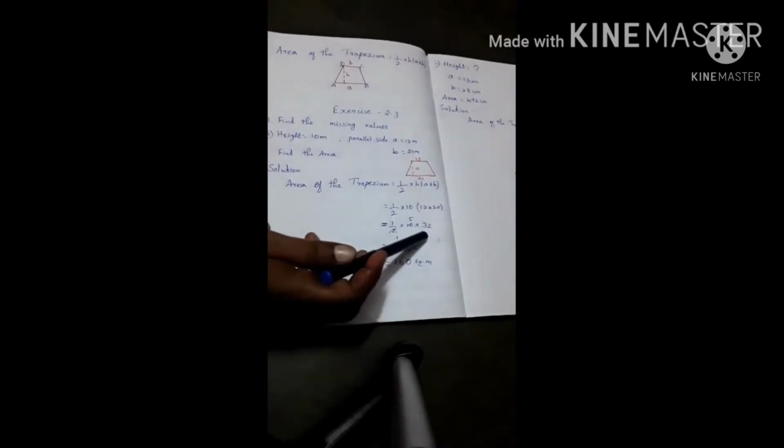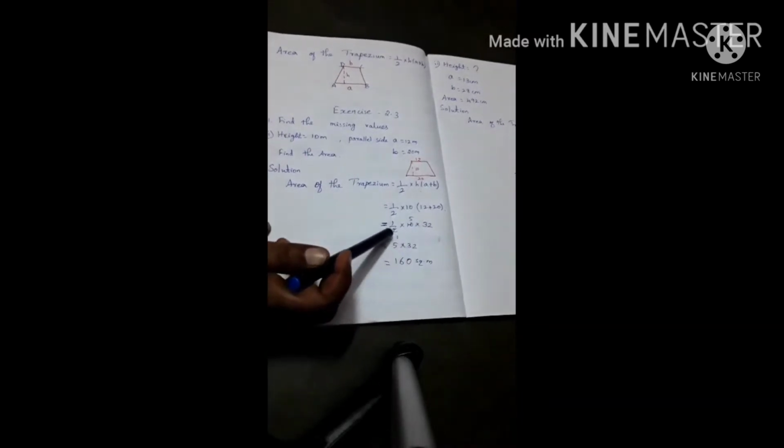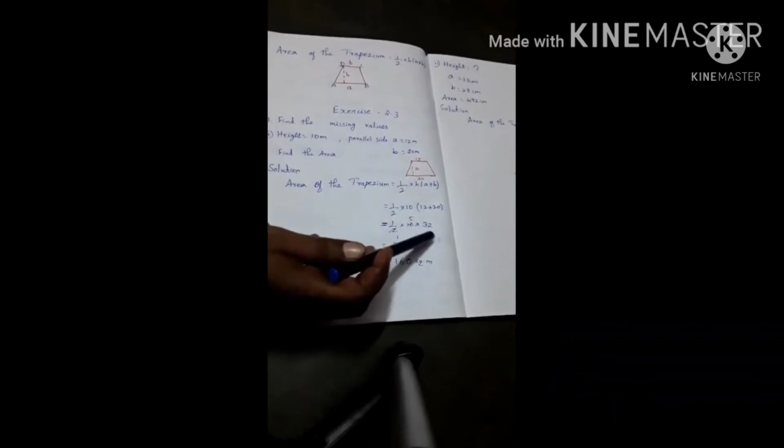Next, if we can cancel, we can cancel. Which number can we cancel? 10 also, 32 also. So I select the 10. 1, 2 is 2, 5 2s are 10. Remaining: 1, 1 5s are 5, next 32. 5 32s are 160. Yes, now the area of the trapezium is 160 square meters.